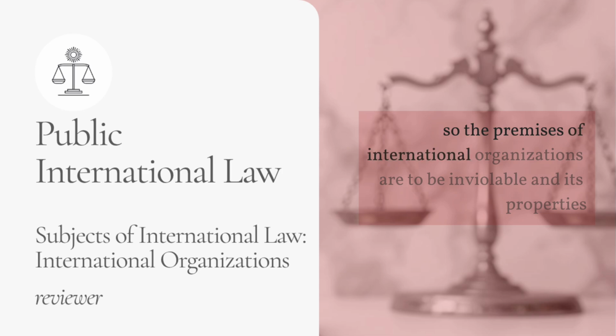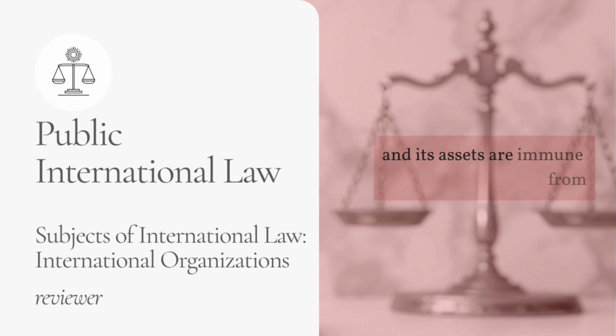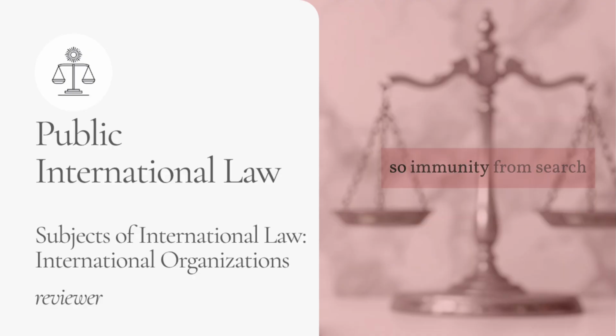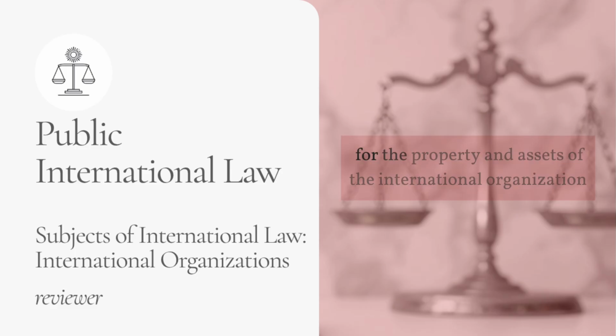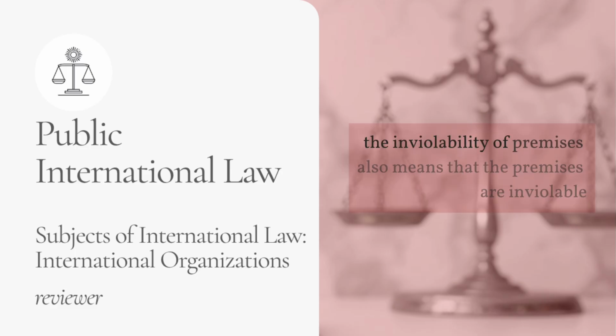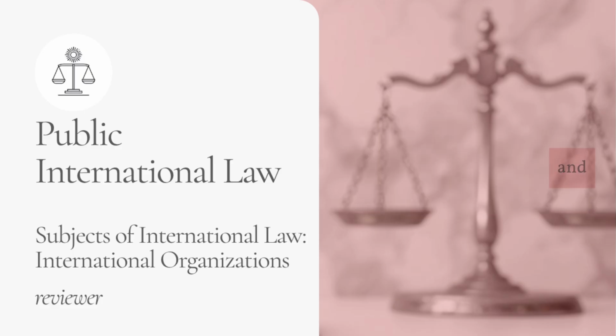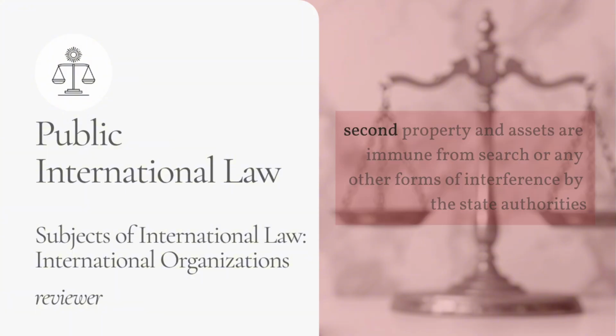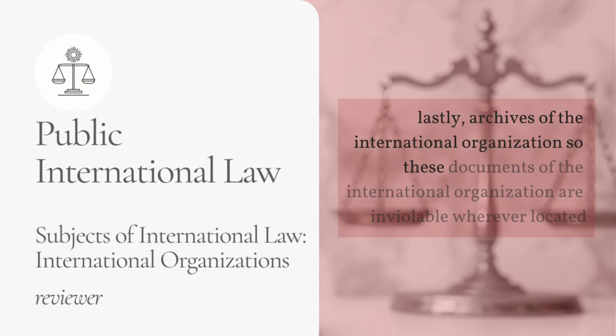Okay? So the premises of international organizations are to be inviolable, and its properties and its assets are immune from search, requisition, confiscation, and other forms of interference by state authorities. So, immunity from search, immunity from interference by state authorities for the property and assets of the international organization. Another thing here is that the archives of an international organization, so the documents, right? They're archival documents. They are usually inviolable wherever located. So what to remember for inviolability of premises? First, premises are to be inviolable. It's in the name. Second, property and assets are immune from search or any other forms of interference by the state authorities. And lastly, archives of the international organization, so these documents, are inviolable wherever located.